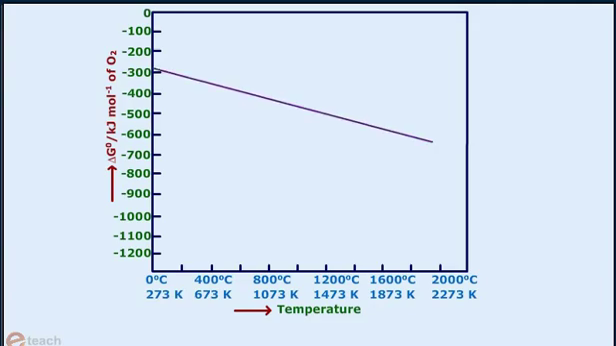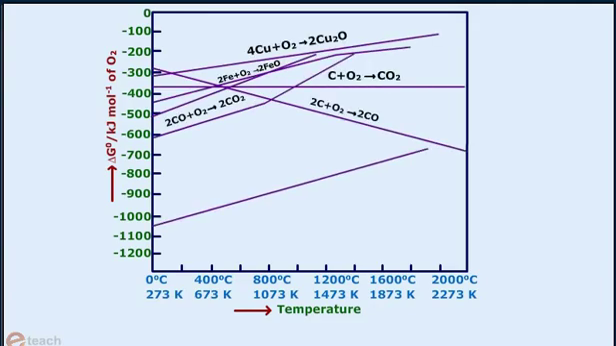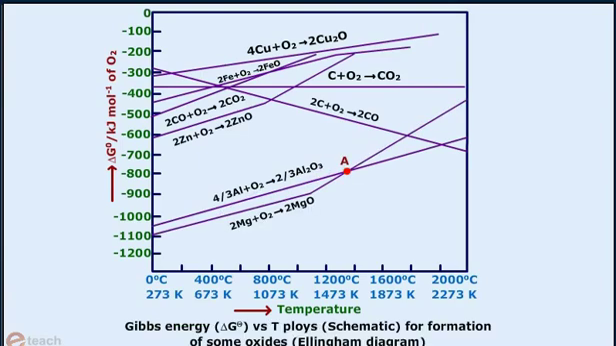This curve is known as the Ellingham diagram. It shows the values for Gibbs free energy versus temperature for formation of some oxides.